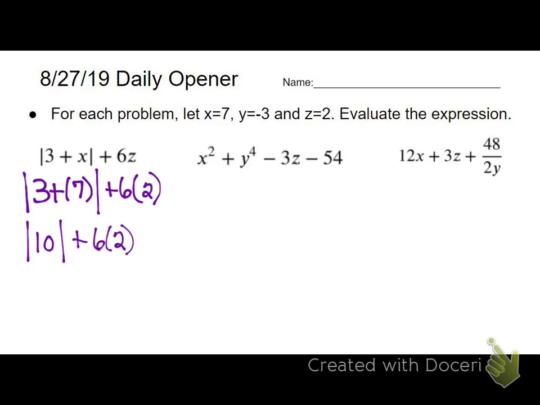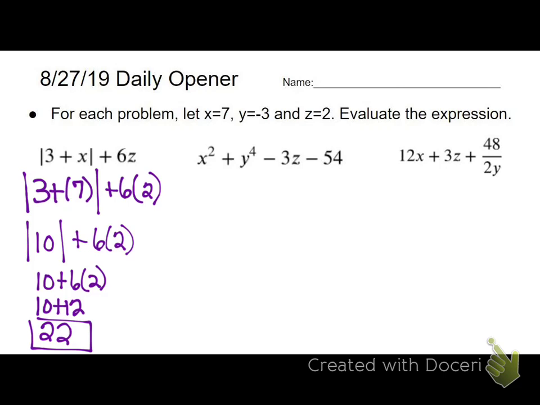Okay? I still have my grouping symbols, so I need to get rid of those. What's the absolute value of 10? 10, yeah, it's just positive. So I'm bringing down that 10 plus 6 times 2. Then I'm going to do 6 times 2, as Josh said, which is 12. And then my final answer is 22. Nice. Good, Maddie. How we do? Good? All right, next one.